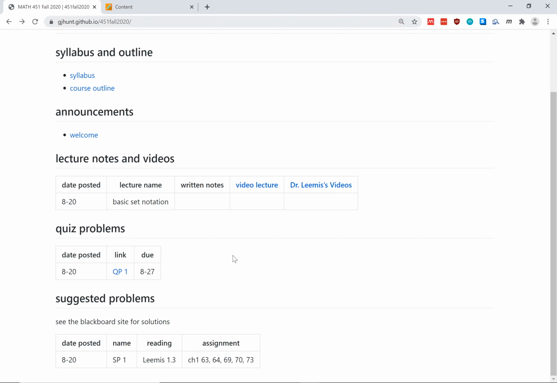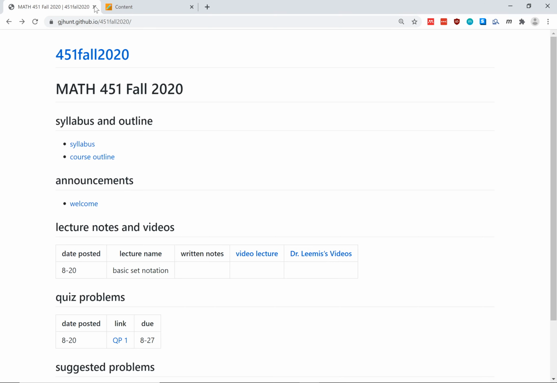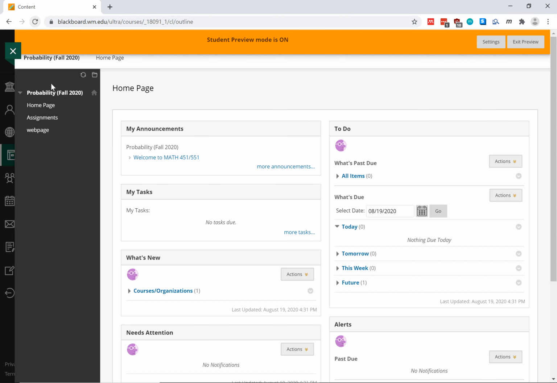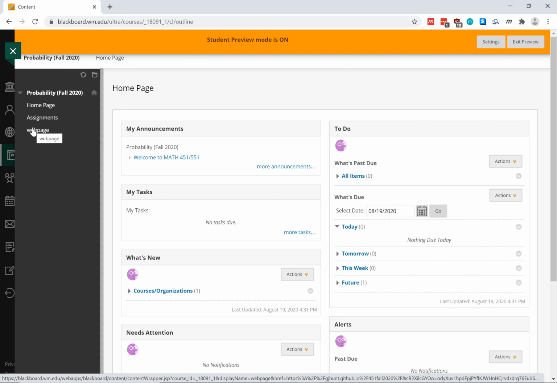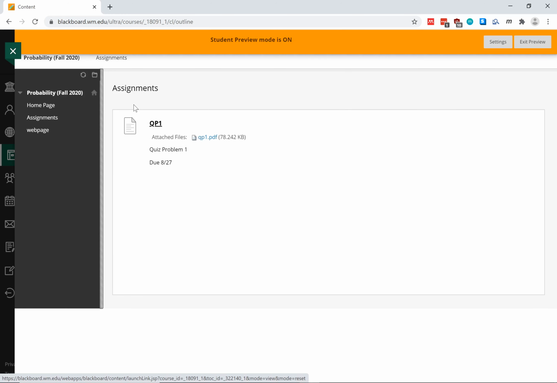Okay, so this is the website, and this is our home page here. The other site is, of course, Blackboard. Let's see if this thing loads. So here's our Blackboard page, and there's a link here on the left to the web page. And if you go into assignments, assuming that wants to load, here we go. This is QP1, quiz problem 1. Here's a link to the PDF, quiz problem 1, due date. So I can click on it.